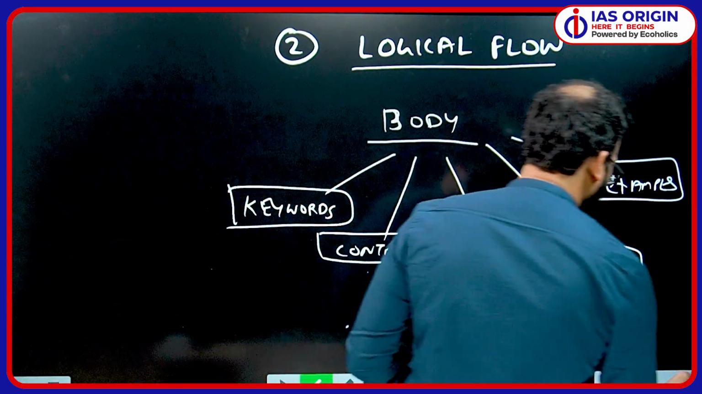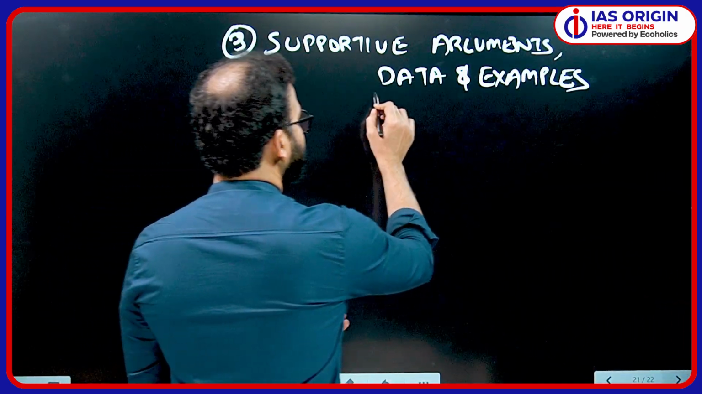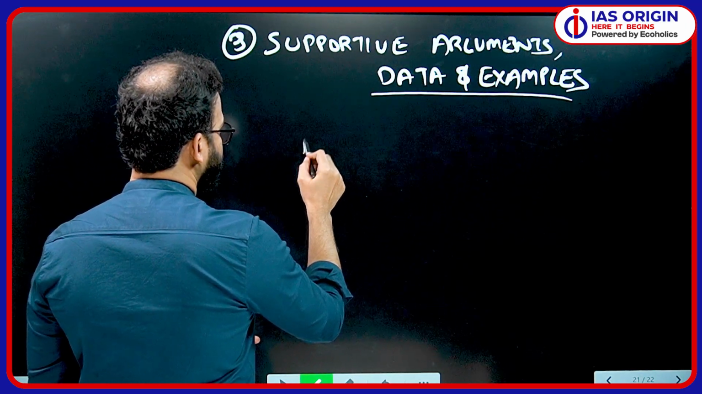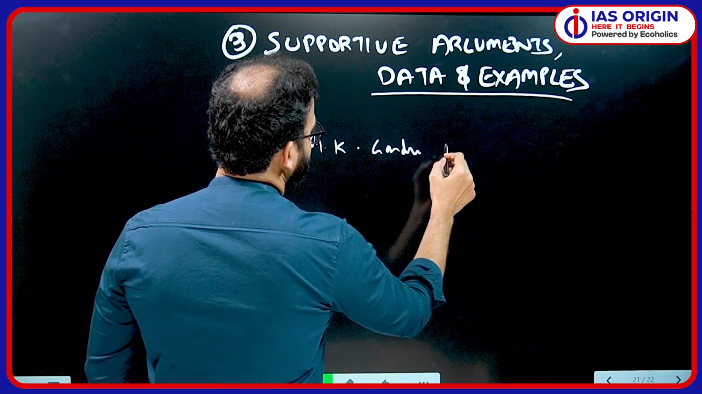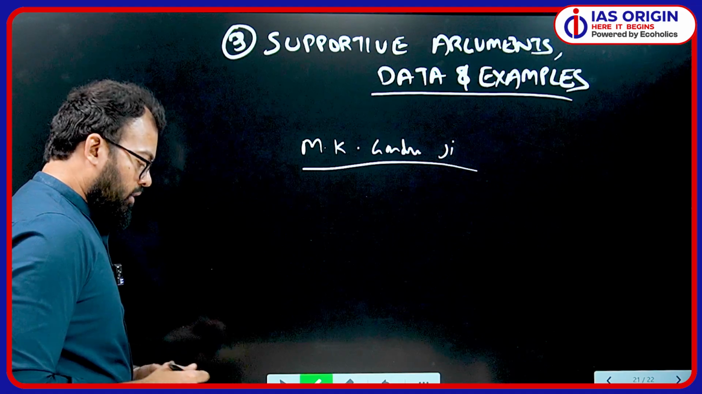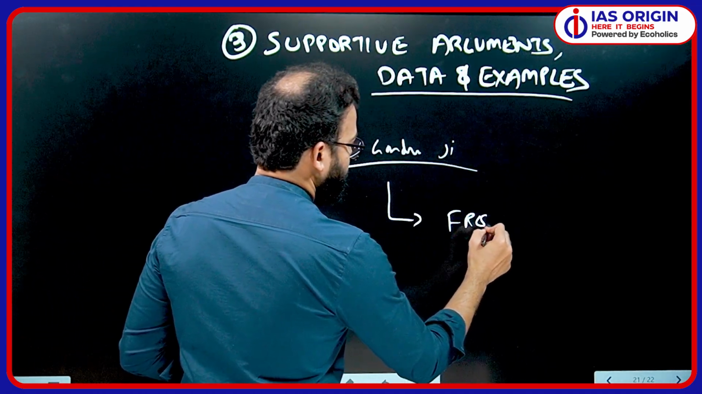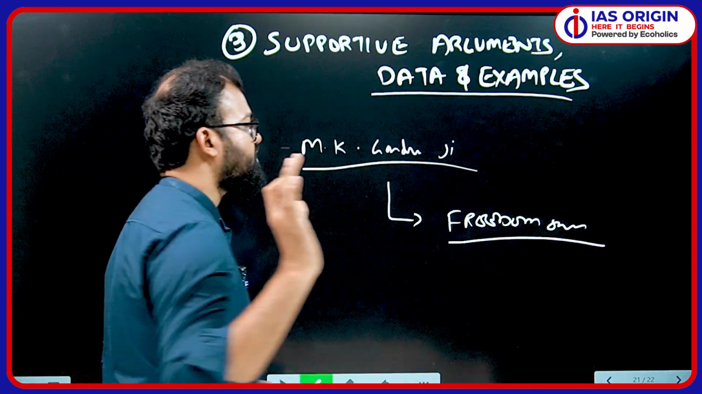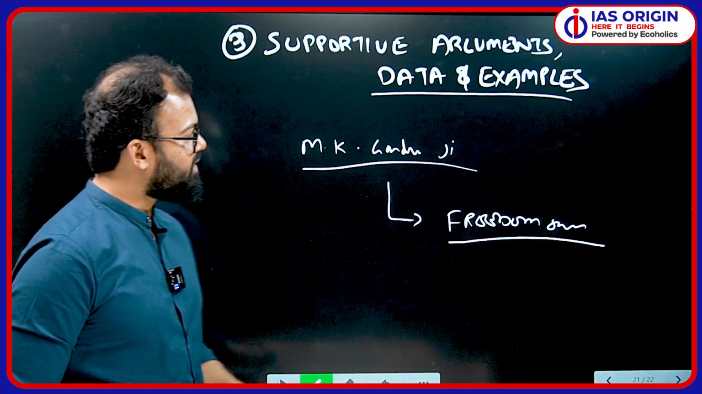This is what I call body. Next we have supportive argument, data and examples. Suppose, for example, you are saying Mohandas Gandhiji contributed to India's freedom struggle. He was a very nice man. We used to write essays in our school and college on Mahatma Gandhi.